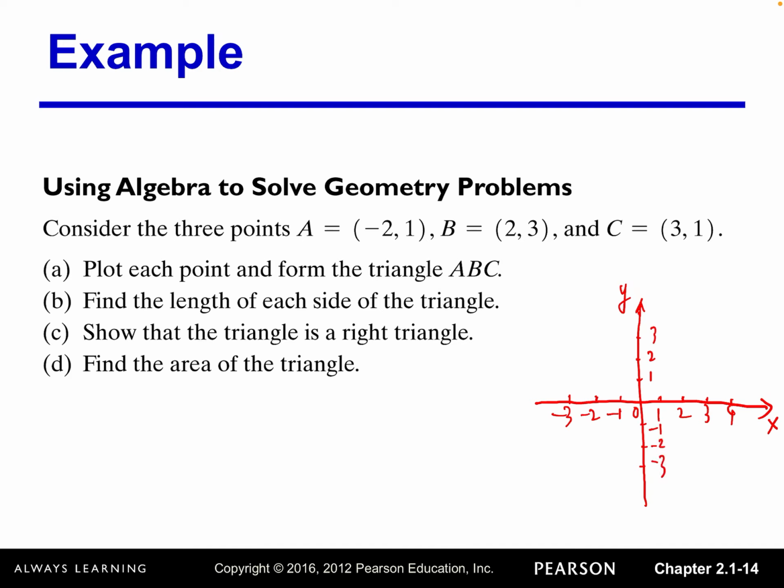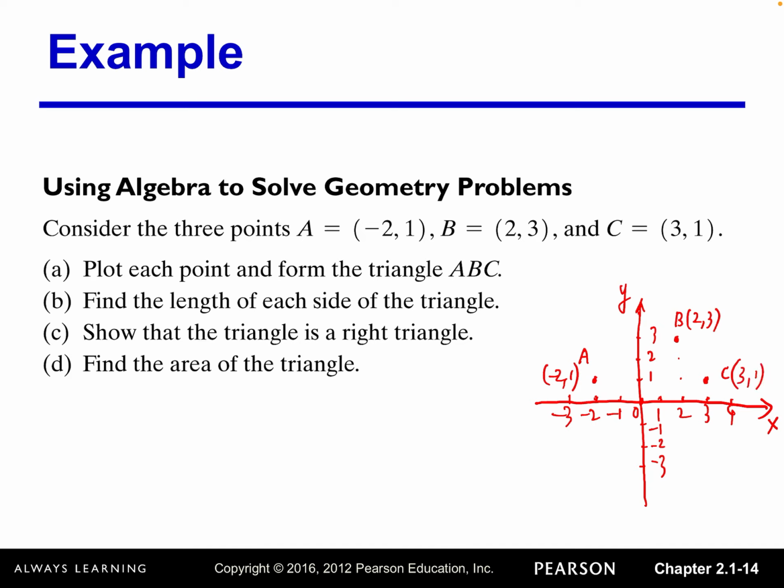All right, so now let's plot the point A, (-2, 1). You can start from the origin, go left 2 units, go up 1, right? So this is the point (-2, 1). This is point A. Point B, (2, 3): from the origin again, right 2, up 3. So this is point B with coordinates (2, 3). Point C, (3, 1): start from the origin, right 3, up 1. So this is point C with coordinates (3, 1).